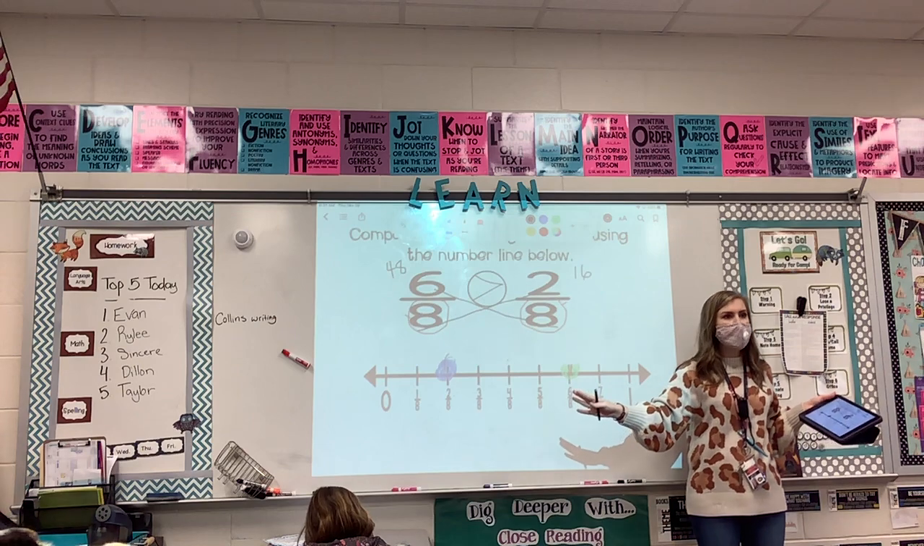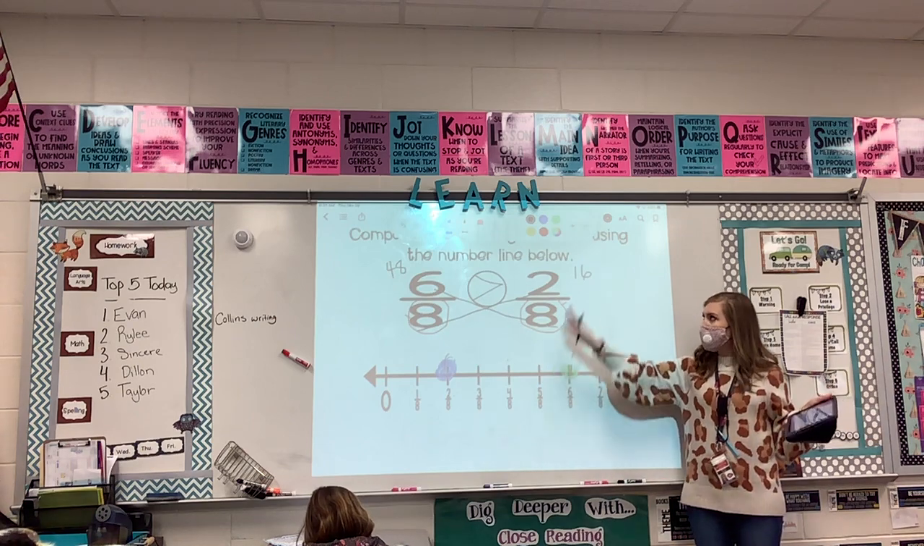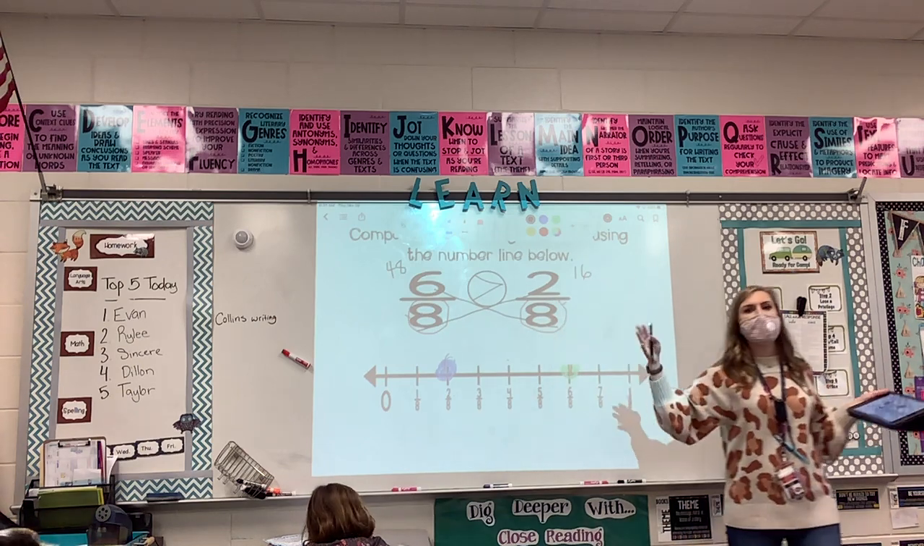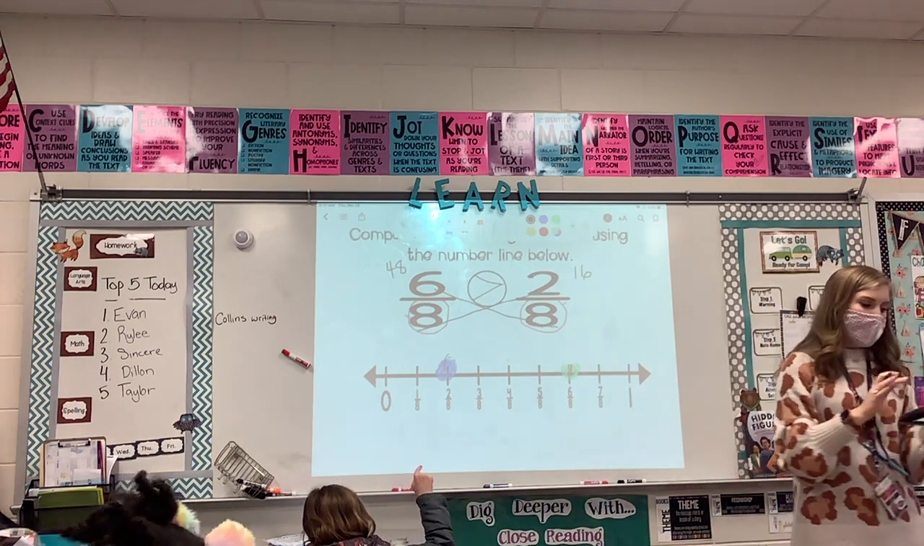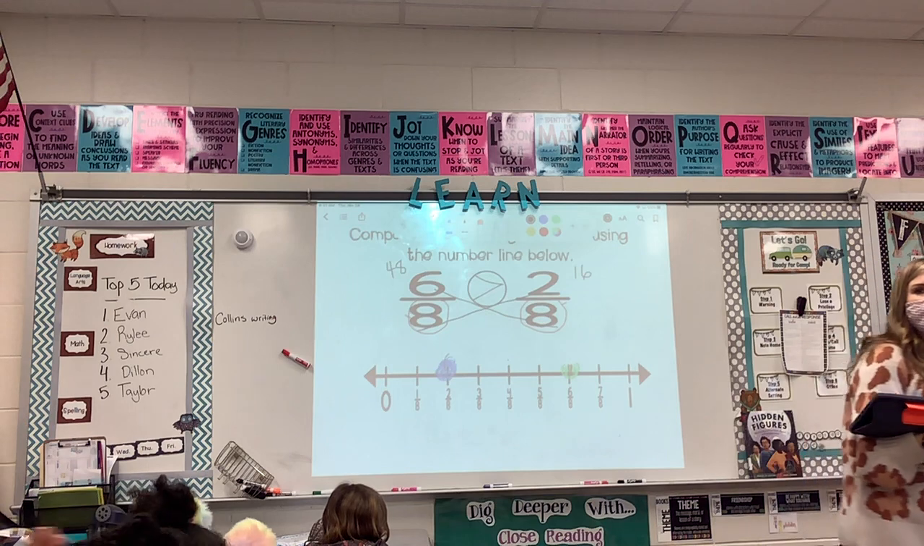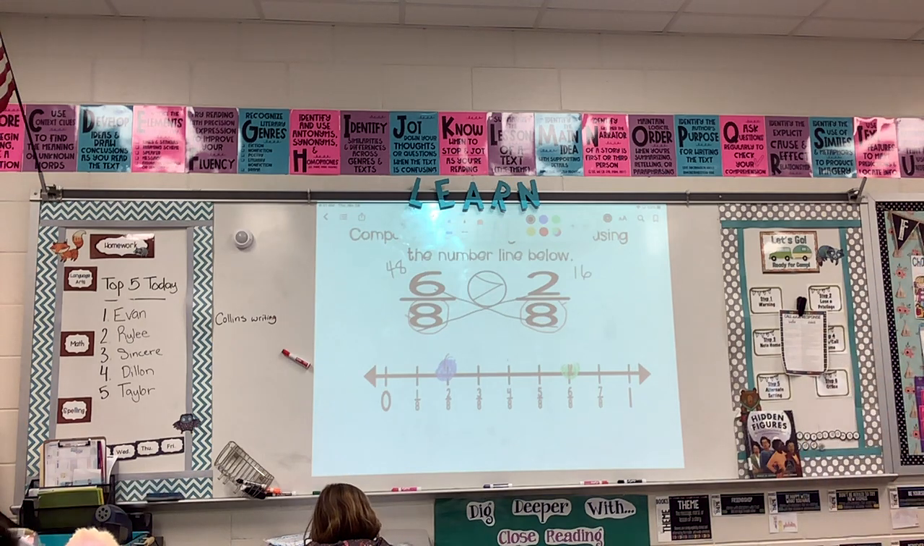Does that make sense? Okay, the distance between the dots represents the distance between your two fractions and your two products. Does that make sense? Okay, very good job. Let's read it together. Ready? Go. 6/8 is greater than 2/8. Okay, let's do that together. Ready? Go. 6/8 is greater than 2/8. Good job.